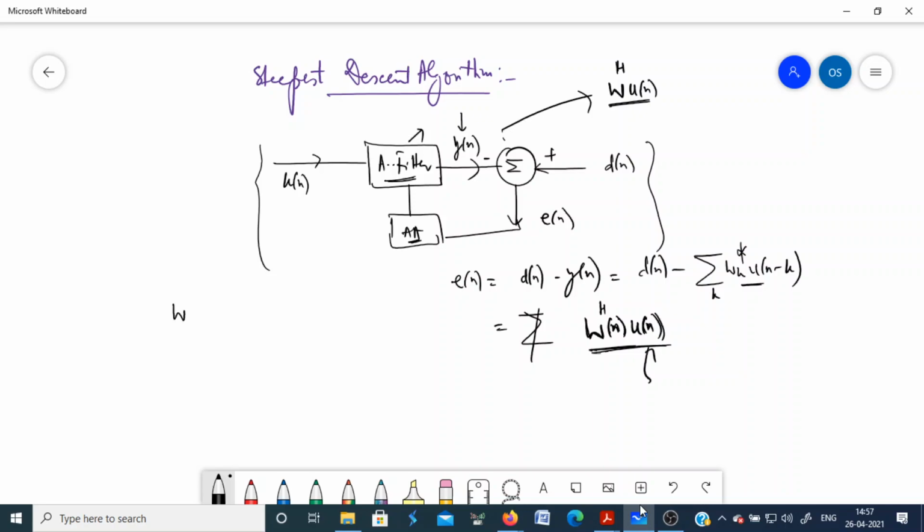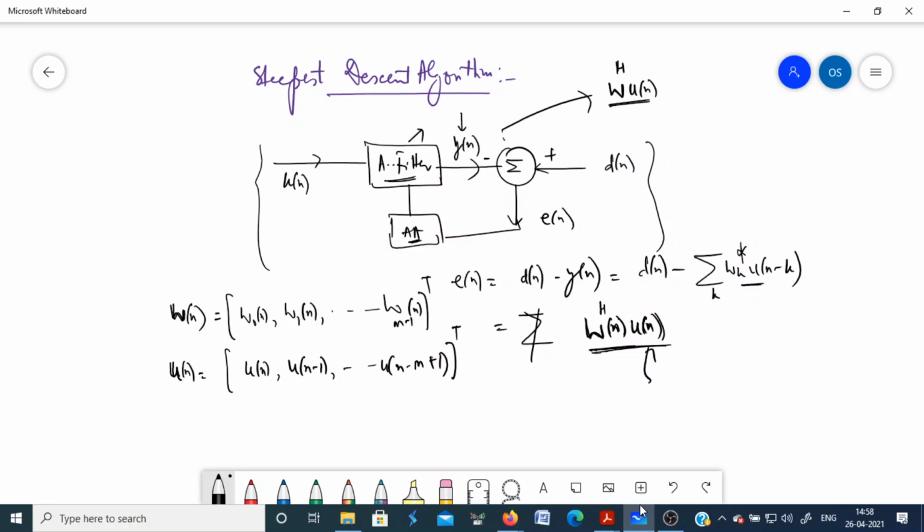So what is my w(n)? It is a vector of filter weights, or time varying filter weights, you can say: w_0(n), w_1(n) up to w_{M-1}(n), a column vector. You take its Hermitian transpose and you get a row vector, of course. Similarly u(n) is a column vector of the input samples, u(n), u(n minus 1) up to u(n minus M plus 1). Initially we wrote the w vector as w_0, w_1 up to w_{M-1} transpose, a column vector of filter taps. But now we have a column vector of filter taps which are time varying, so n is there for indexing.